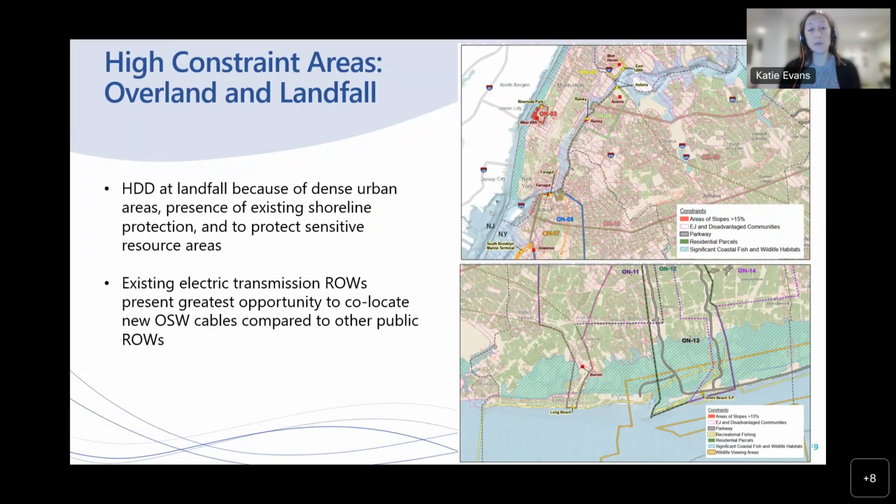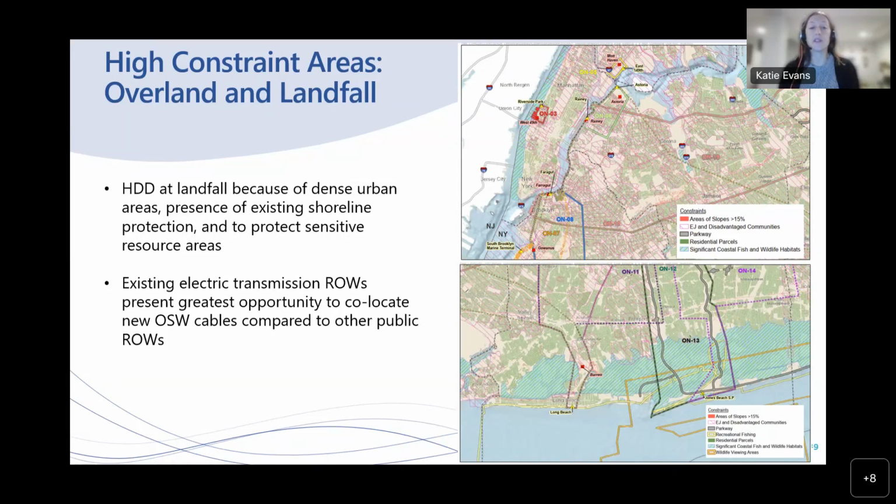First, that where possible, installation at landfall should be done via horizontal directional drilling because of both the dense urban areas that you will find in New York City, the presence of shoreline protection like bulkheads, as well as to protect the sensitive resources like those present along the south shore of Long Island in the various intercoastal bays.